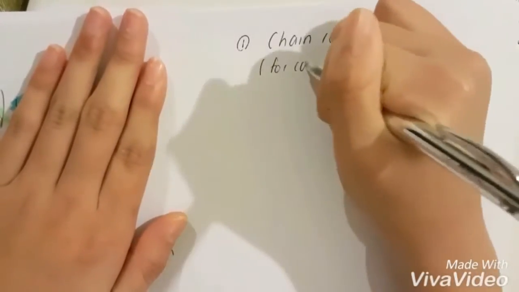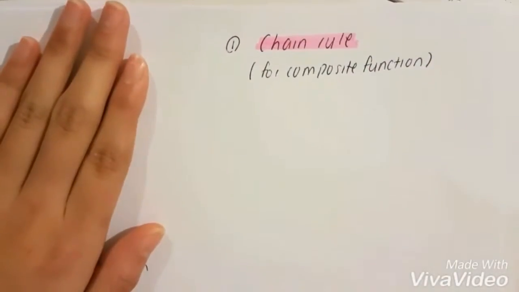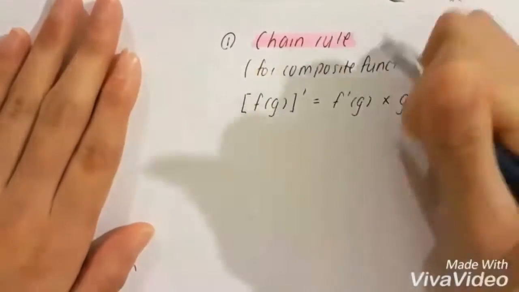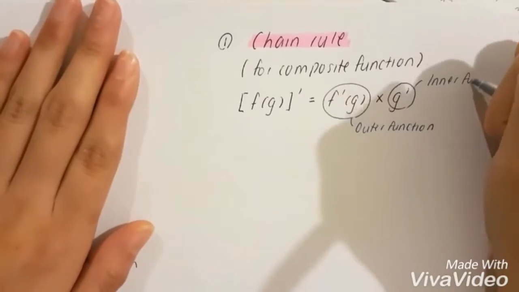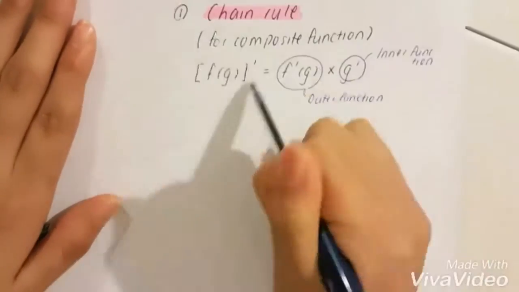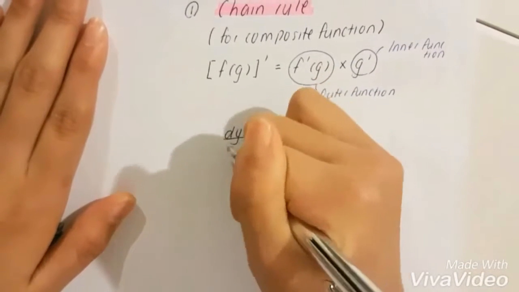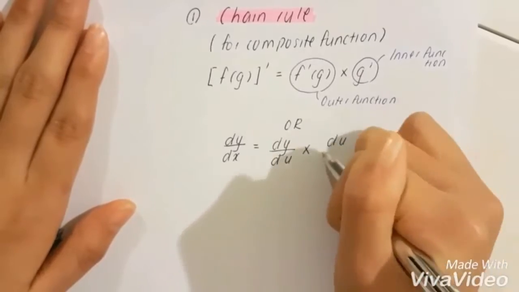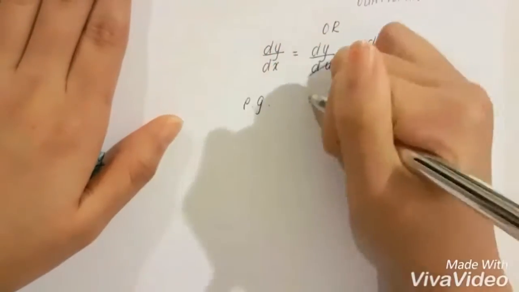First of all, the most important rule out of all, the chain rule, used for deriving composite functions. As written in the formula sheet, the derivative of the composite function fg, composed of function f and function g, is equal to the derivative of the outer function f times the derivative of the inner function g, which is also written as dy over dx is equal to dy over du times du over dx, as the du's cancel each other. Let's look at an example to help understand this better.